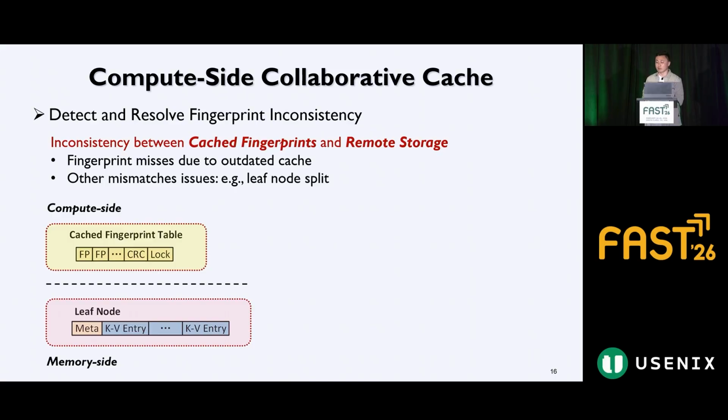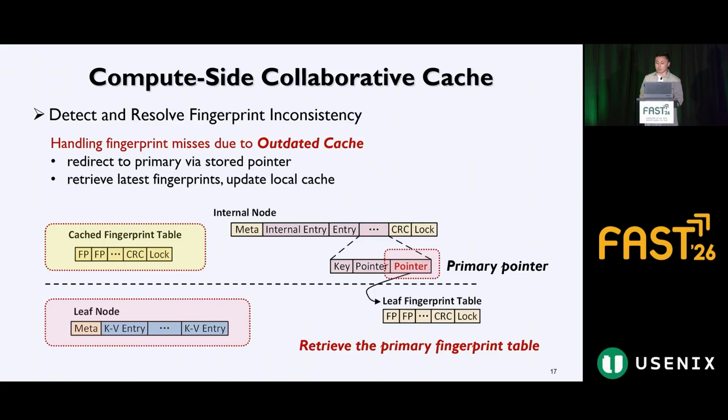With the compute-side collaborative cache, we accelerate fingerprint access, but we also need to handle consistency issues between cached fingerprints and remote storage. For example, we may see cache misses due to outdated fingerprint cache entries, as well as mismatches triggered by tree node splits. First, to handle fingerprint misses caused by outdated caches, we use the primary fingerprint table stored in the internal tree to fetch the up-to-date primary fingerprint table and refresh the local cache accordingly whenever a miss occurs.